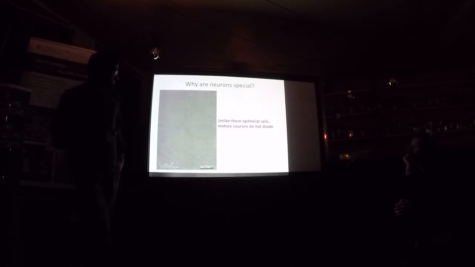Sadly for us, unlike these epithelial cells, mature neurons do not divide. So if we gouge out a neuron, its neighbours cannot jump in to replace it. Okay? We're born with a certain number of neurons. Roughly speaking, we're born with a certain number of neurons, and this is basically all we have. So they're very precious. We need to look after them.